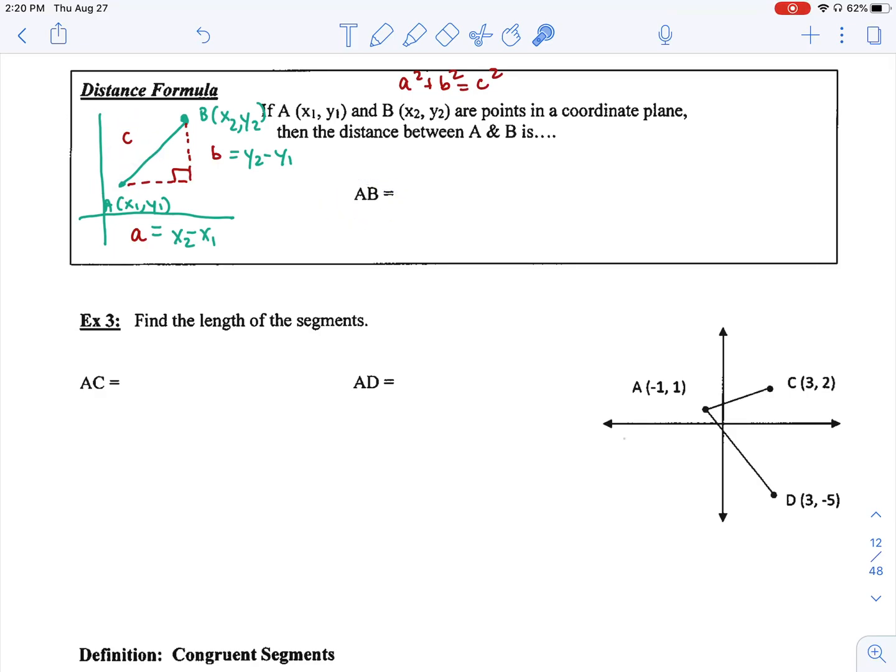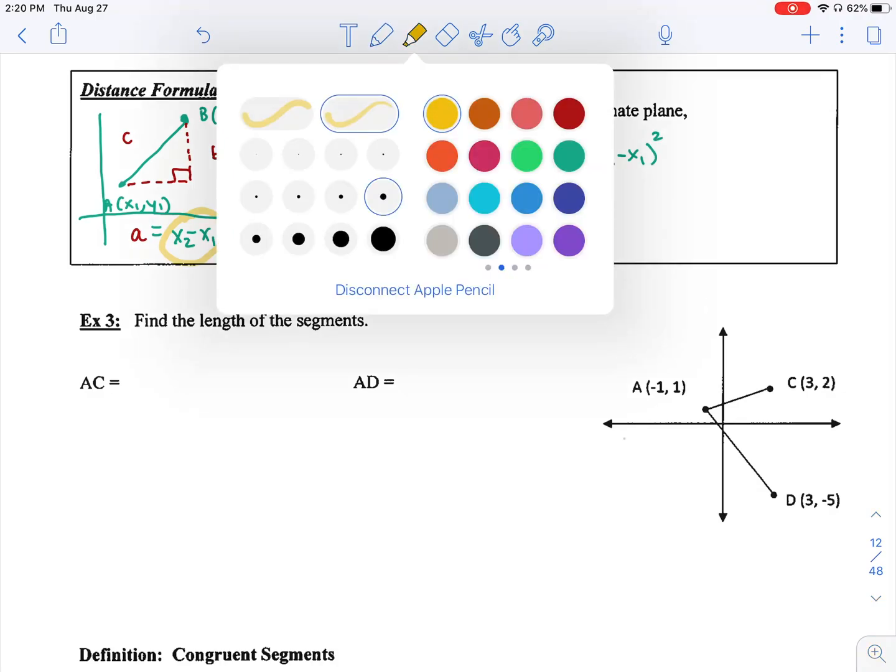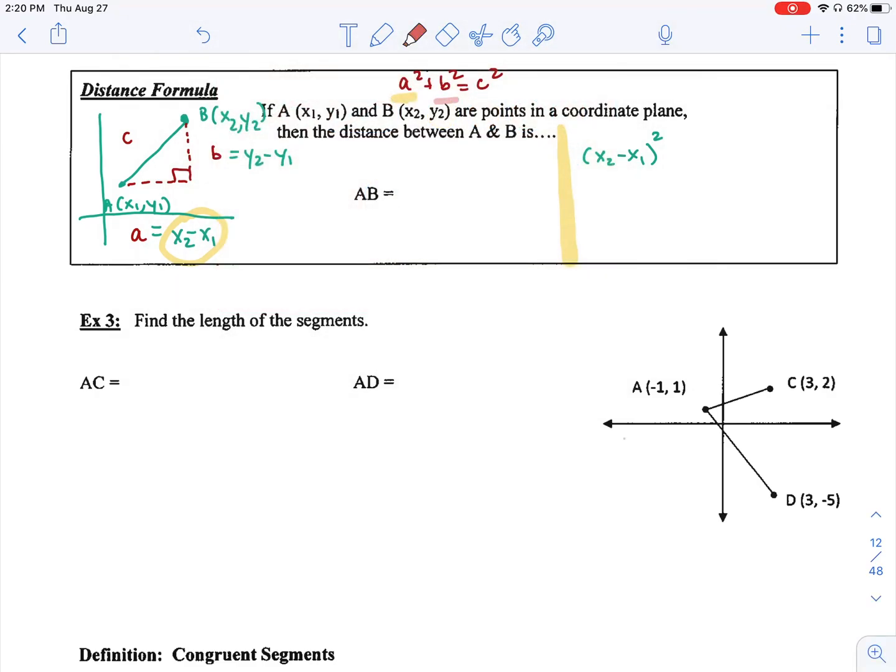So now putting all that information together, what I'm going to do is replace A first, and I'll do my work over on this side. I'll replace A with x2 minus x1, quantity squared. I'm going to replace B with y2 minus y1. So we get plus y2 minus y1 squared equals c squared.